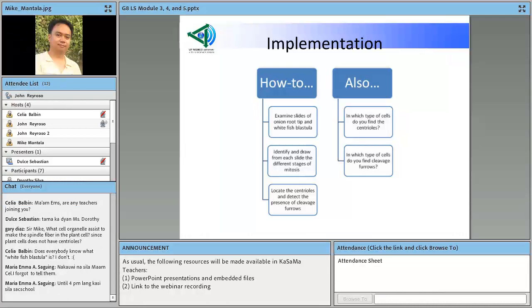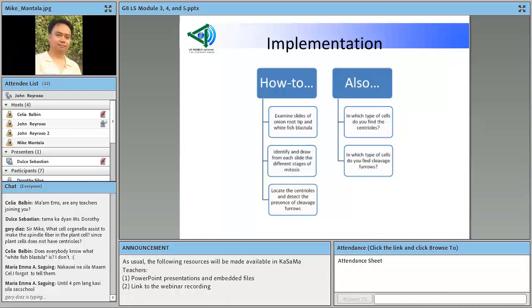Okay, so in which type of cells do you find cleavage furrows? Inasmuch as plant cells have cell walls, it's not very likely for cleavage furrows to happen in plant cells; they happen in animal cells. Okay, so that would be for activity 1.